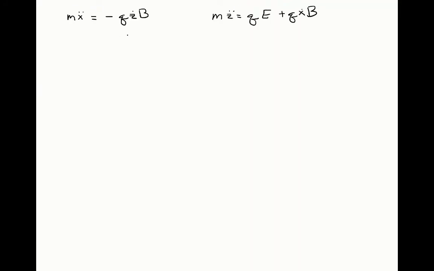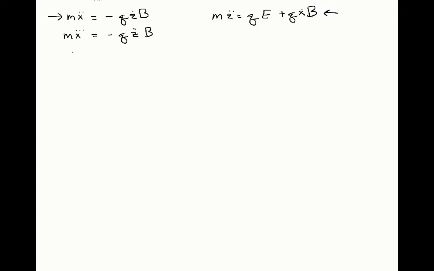Okay, so here's the deal. We have x double dot and z dot in one equation and z double dot and x dot in the other. So we need to differentiate one so we can substitute it into the other. I'm going to differentiate this one because it has fewer terms than this one. So that means we have x triple dot equals minus qz double dot b. Sorry, that double dot doesn't look very much like a double dot.